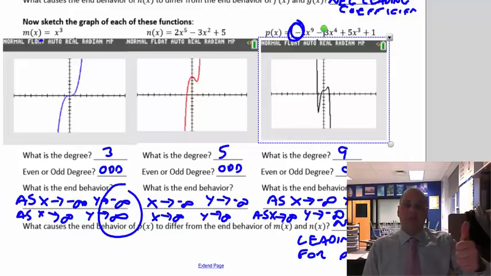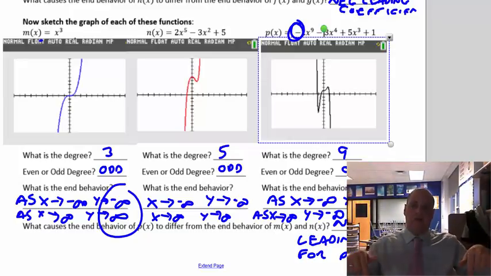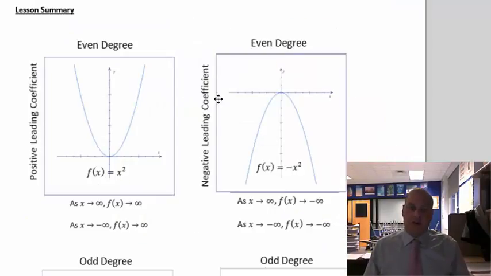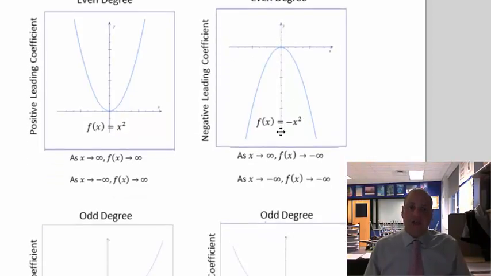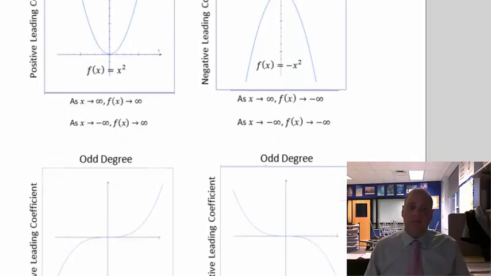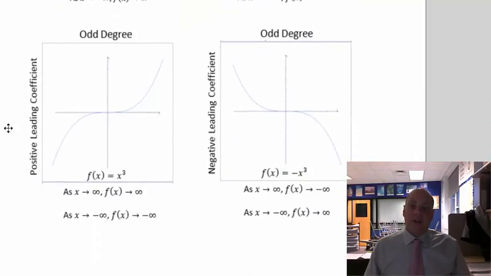So even degree, you're going to either go up, up, or down, down. And I'm going to summarize that here for you. The next page just summarizes it. Even degree with a positive coefficient, even degree with a negative coefficient. Here's your end behavior, here's what the graphs look like. It's kind of like a cheat sheet here. Odd degree with a positive leading coefficient, you're going to have a graph that looks like this, negative infinity, infinity. And odd degree with a negative coefficient, you're going to have negative infinity, infinity.